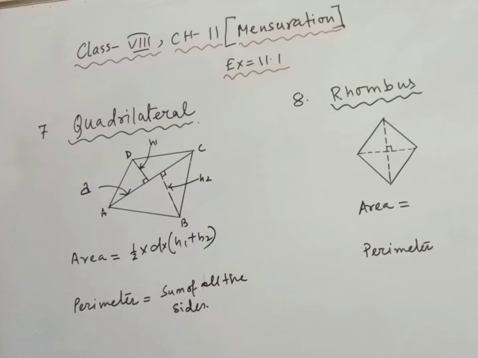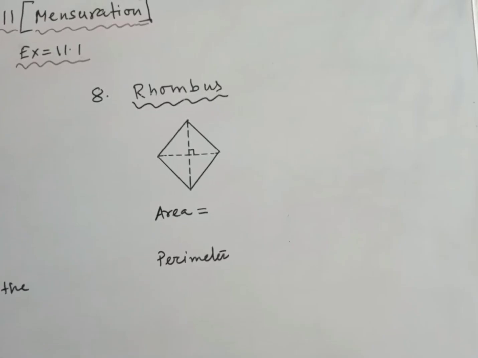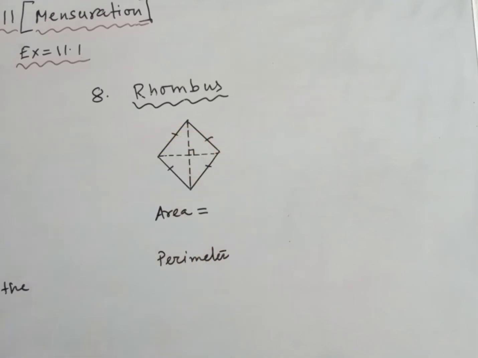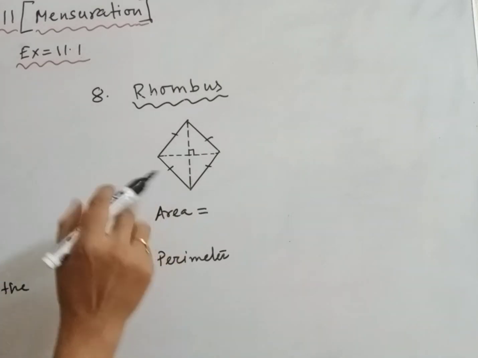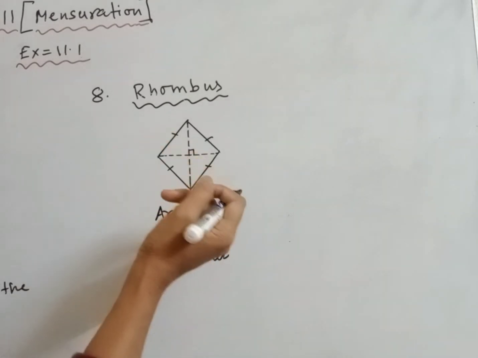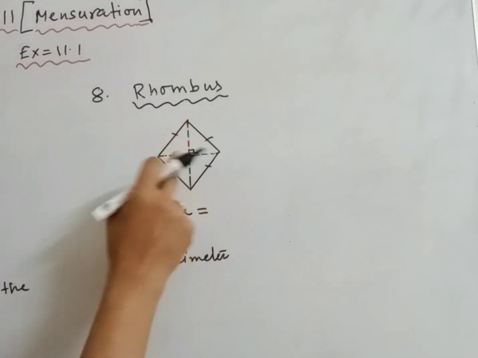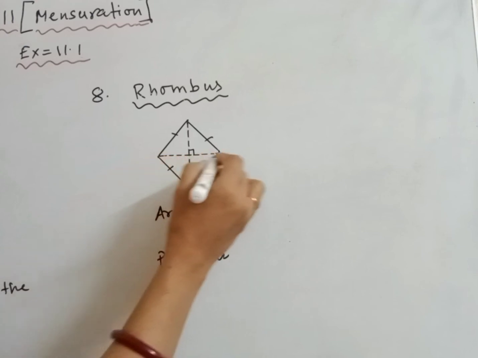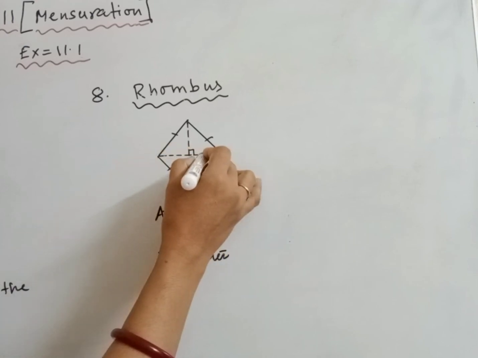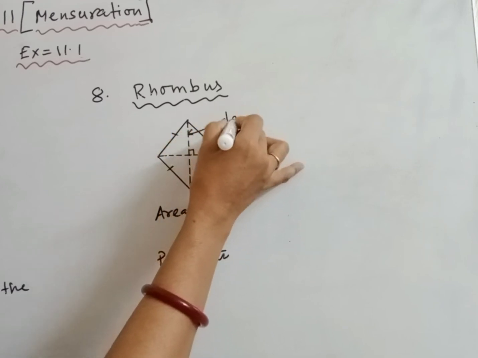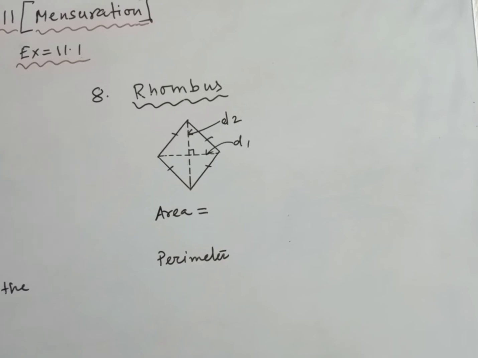Understood? Now rhombus. You know that a rhombus is a quadrilateral where all the sides are equal, but it is not a square because the angles are not 90 degrees. It is not given that the angles are 90 degrees. So if the sides are equal and the angles are not 90 degrees, then in that case it will be a rhombus. And if you know the diagonals, say one diagonal is D1 and another diagonal is D2, then how do we find the area of the rhombus?